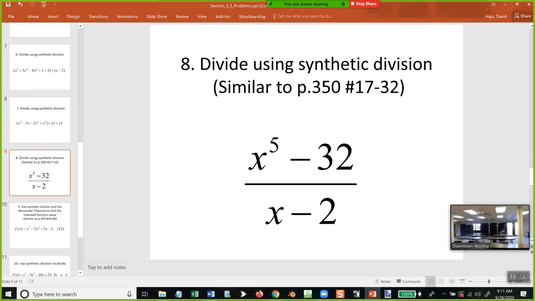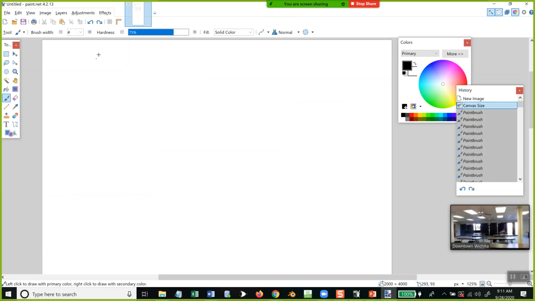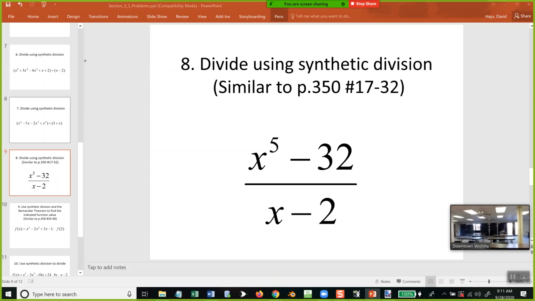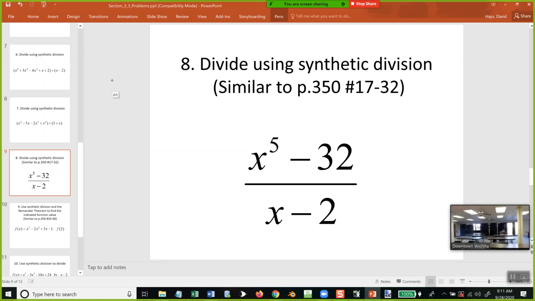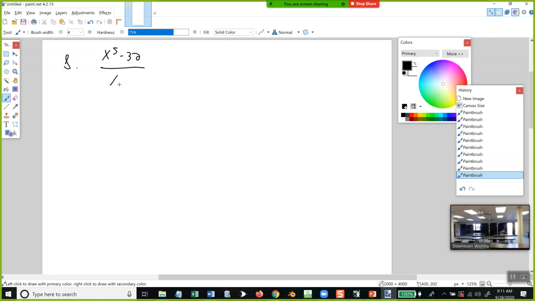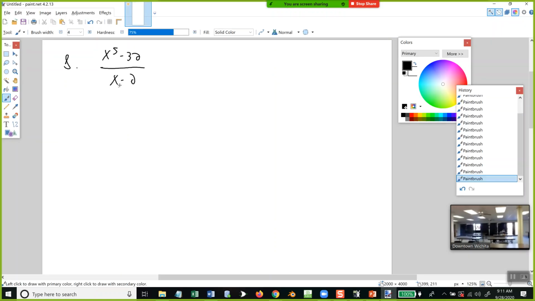Okay, let's take a look at this problem. X to the fifth minus 32 divided by x minus 2. Okay, step 1, we take what we're dividing by, set it equal to 0, and solve it, which gives us our x equals 2.